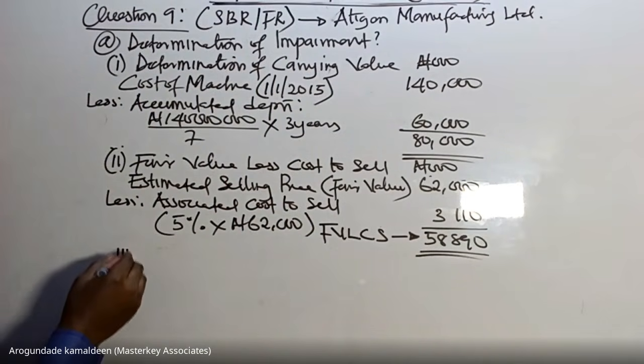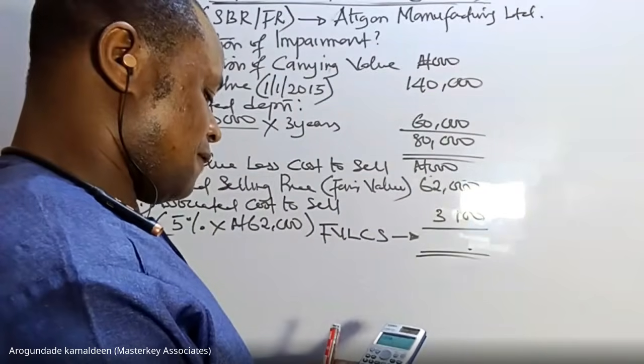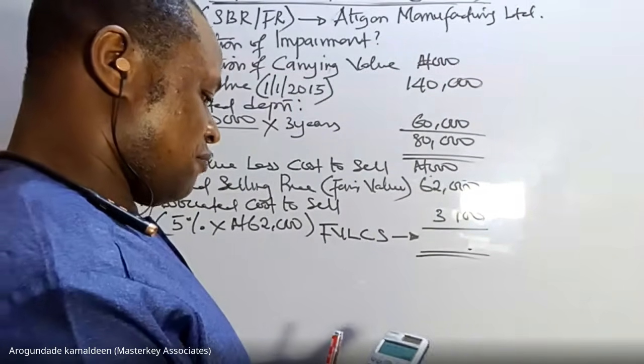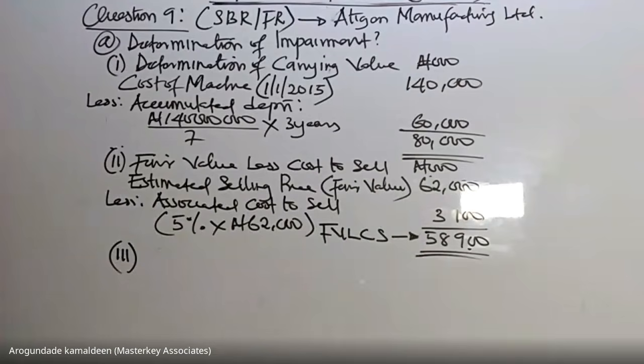Also, we need to find the 5% value of 62 million, which is 3,100. So I have 3 million. Calculate that again. The cost to sell is 3,100,000, not 310. I thought you understood. Okay. 62 minus 3.1 is 58,900. Please mute your mic, please.